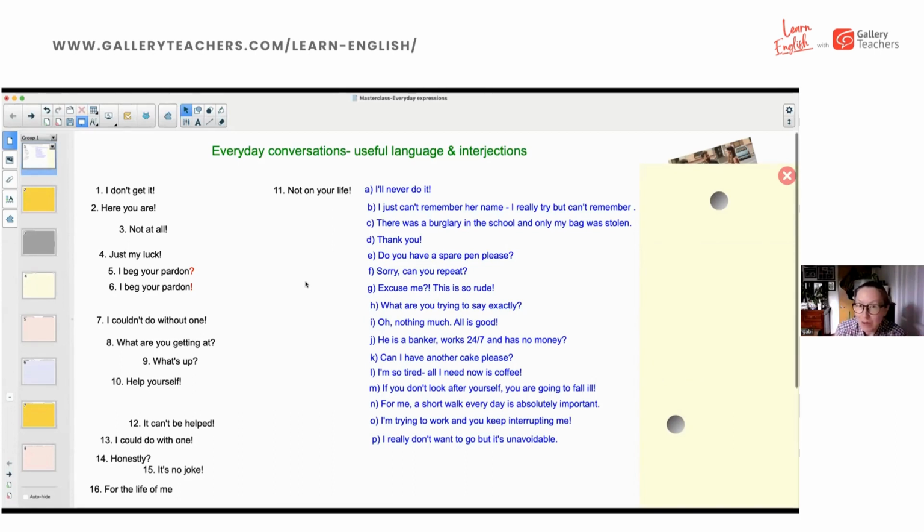I just can't remember her name. From the second part, I use all of them. Okay. So let's do them very, very quickly. I just can't remember her name. I really try, but can't remember. Ashik, I really expect you to give me the answer to this.